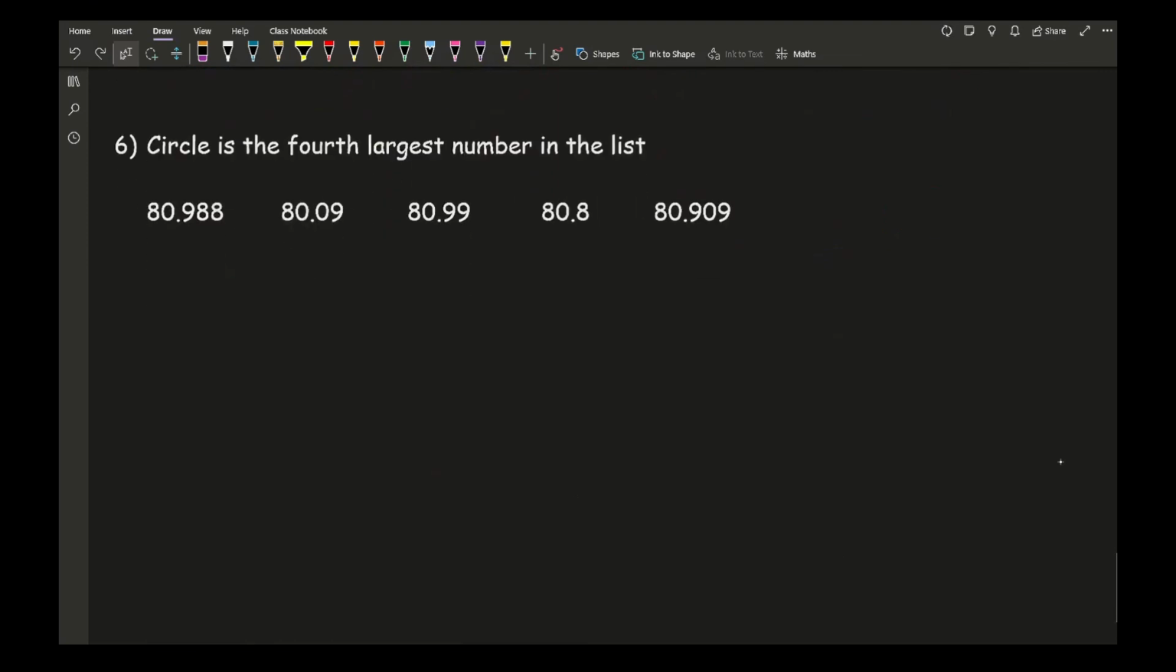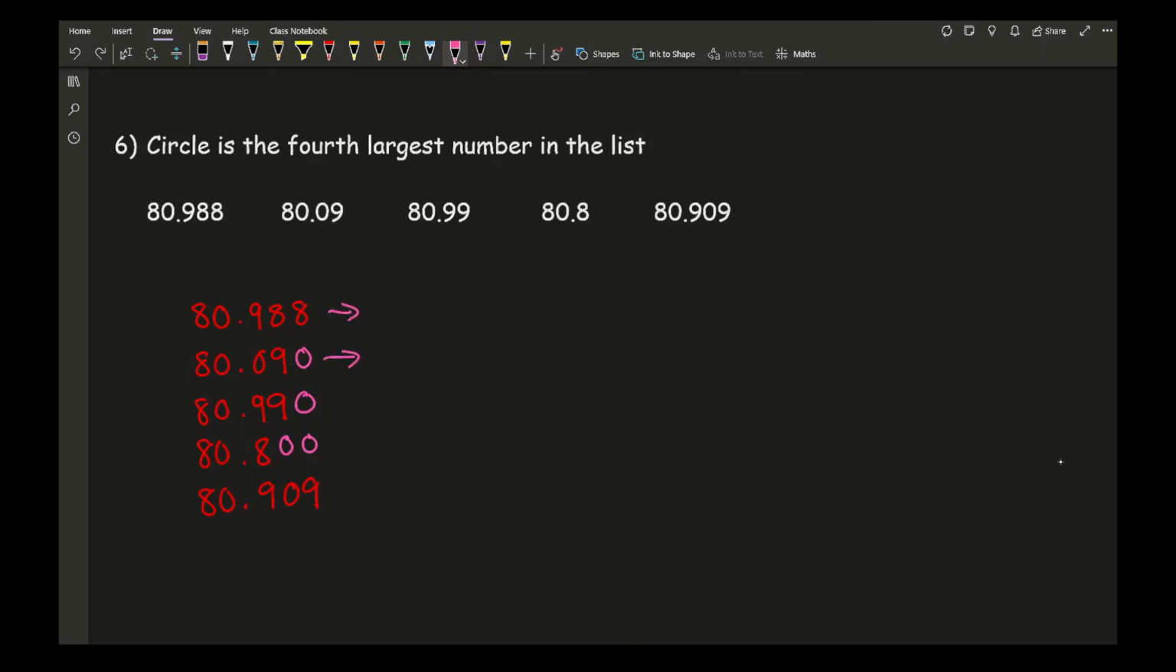The next question, I think this is the last one, is a multiple choice question, and the question says circle the 4th largest number in the list. So again, I kind of need to order them first. So here I've got 80.988, 80.09, 80.99, 80.8, and 80.909. So again, the longest number of digits I've got after the decimal point is 3. So I'm going to rewrite every single number so they've all got 3 digits after the decimal point.